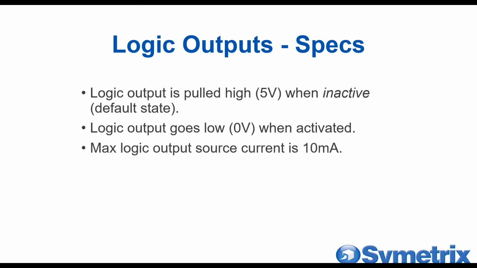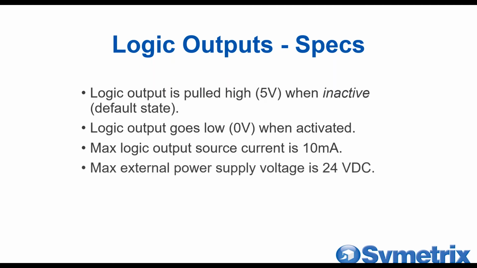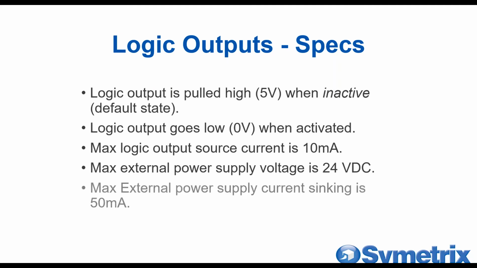The max current that we can source is 10 milliamps from the logic output. The max external power supply voltage is 24 volts, and the max external power supply current sinking is 50 milliamps. So that's the max you'd want to sink into the logic output. All this stuff is in the Composer help file in the hardware pages, so you don't need to memorize this. Just be aware of these limits and that they're there.